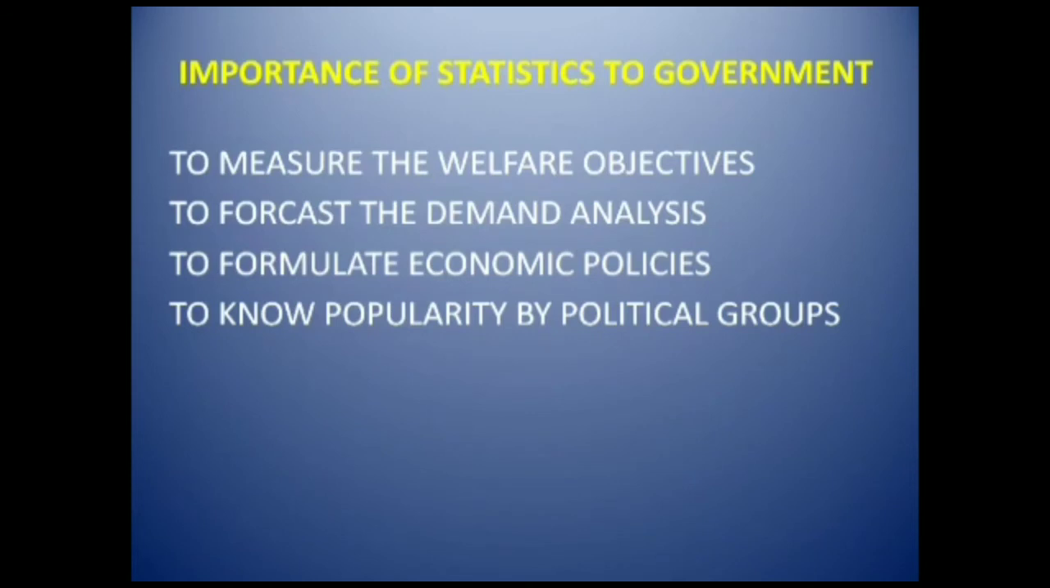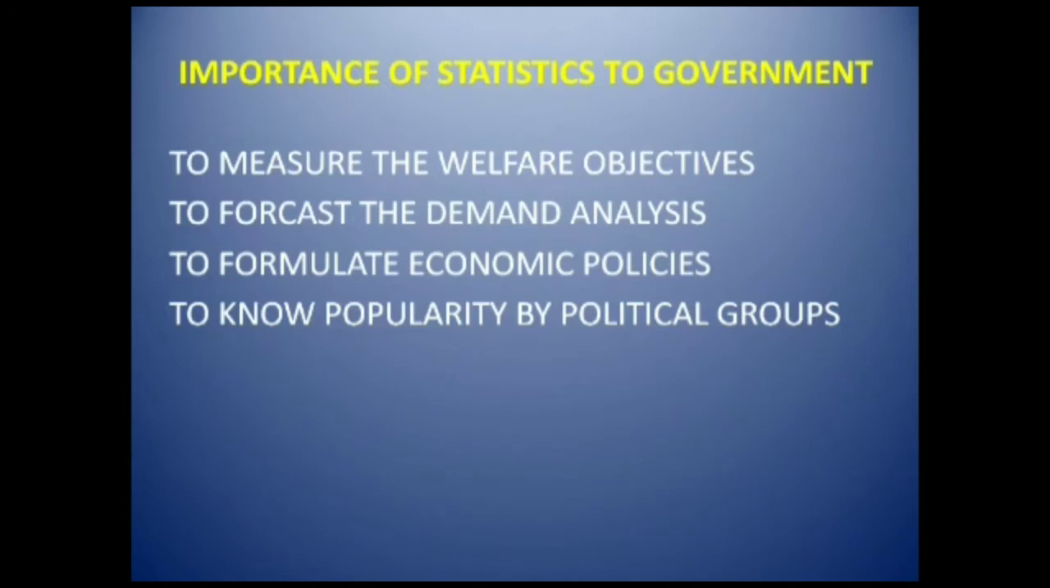Here 4 points I have mentioned. First one is to measure the social objectives or welfare objectives. We know that government spends money on social welfare, on the welfare of the society. Government spends money for the construction of roads, for the construction of dams, for the construction of hospitals. In this way, government spends money for welfare of the different sections of the society. Then how much money is to be spent on which problem? This we can come to know by statistics only. After spending that much of money, how much of welfare objective is achieved? That also we can calculate through statistics only. So statistics is important there.